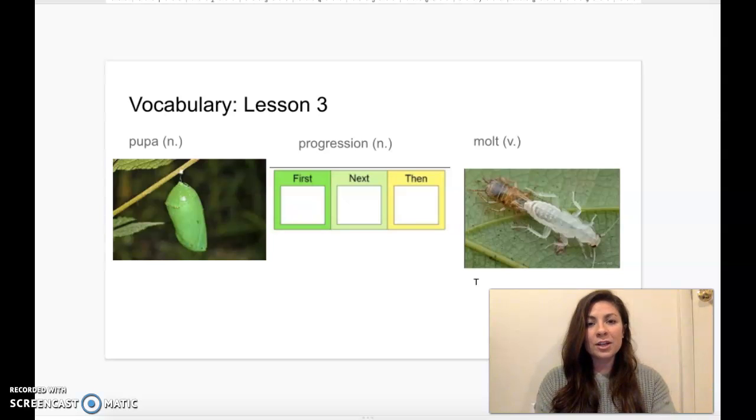Our next vocabulary word is the word progression. Say progression. A progression is a connected series of events. Our last vocabulary word is the word molt. Say molt. Molt means to shed old feathers, hair, skin, or shells, making way for new growth.